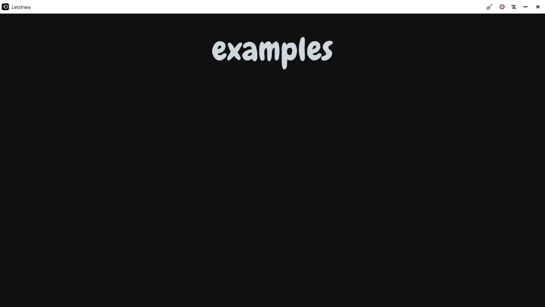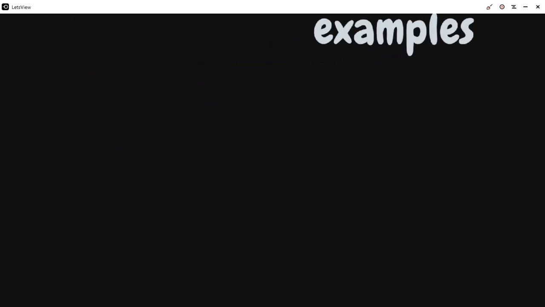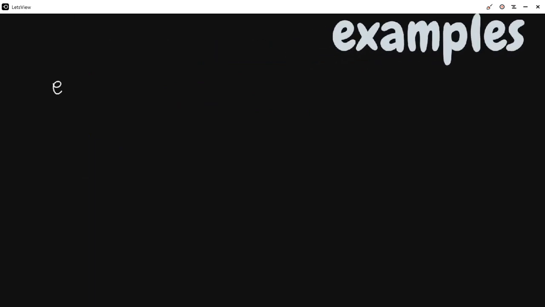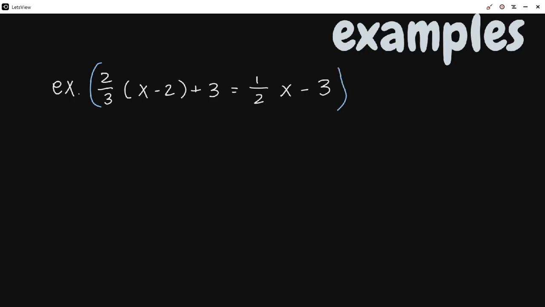Okay, and we'll do one more. This will also have a fraction. We have 2 over 3 times x minus 2, plus 3, equals 1/2 x minus 3. Again, I want to try to get rid of all of the fractions. We have 2 over 3 and 1 over 2, so all we're looking at are the denominators, the 3 and the 2. The least common multiple of that is 6, so I want to multiply everything by 6.